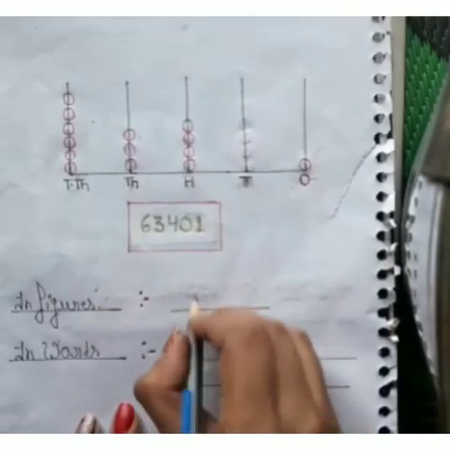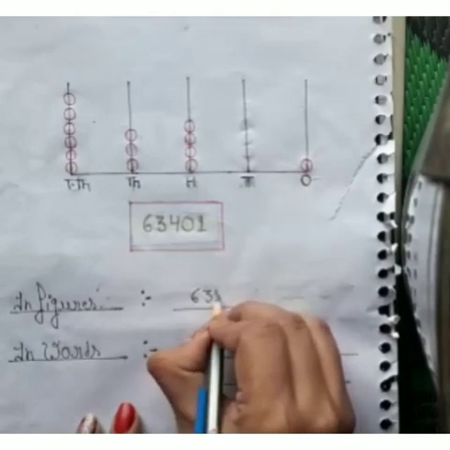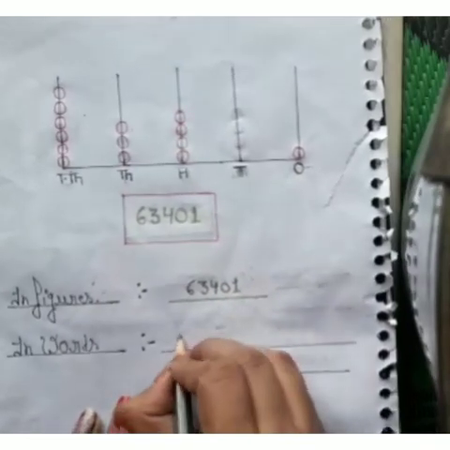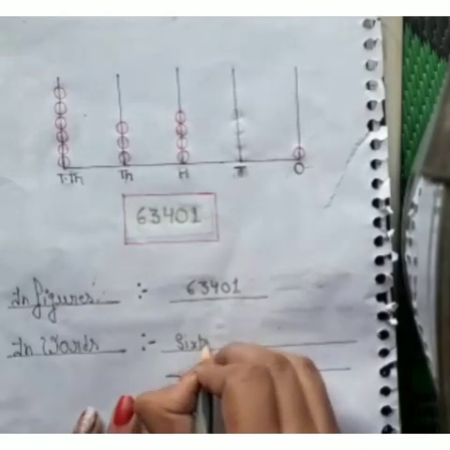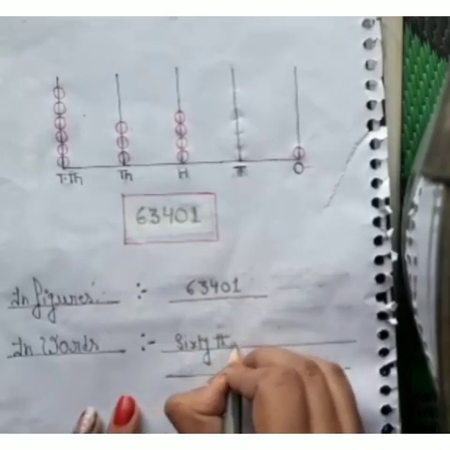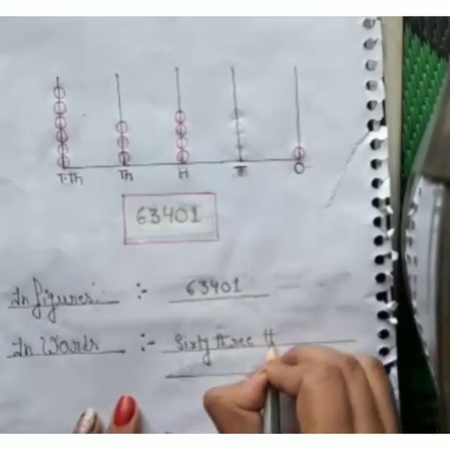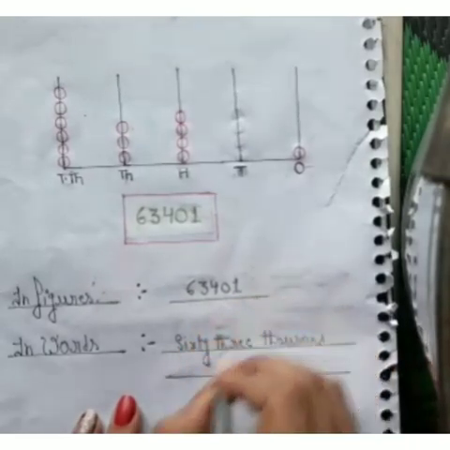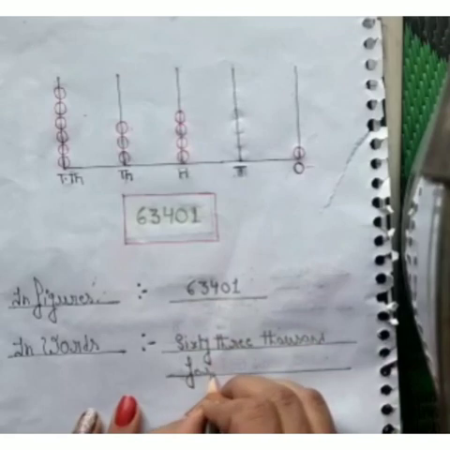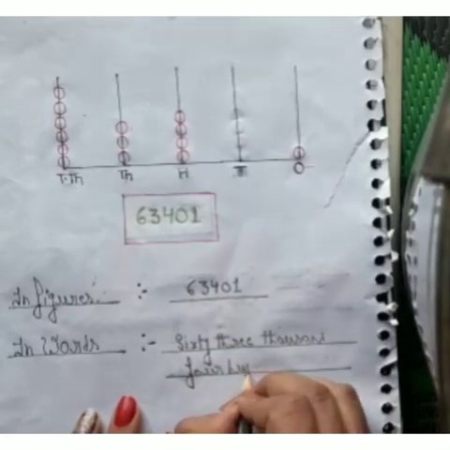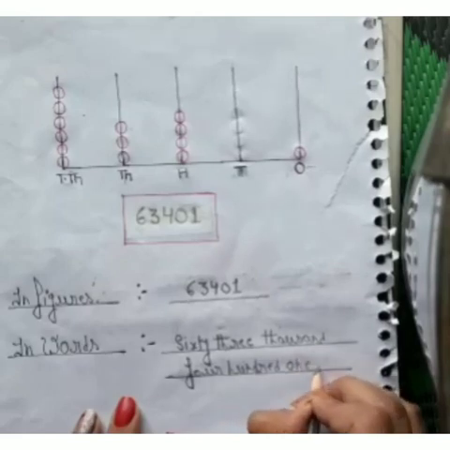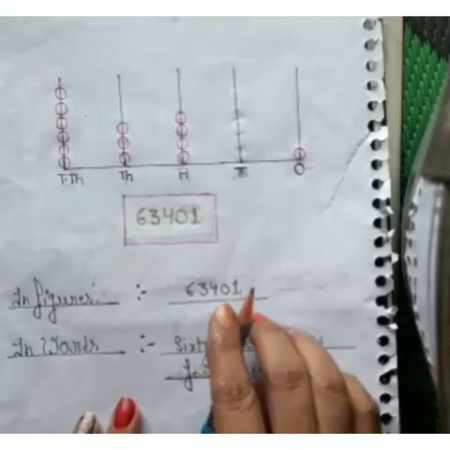In figures it is written as 63401 and in words as 63,401. So this is the concept of abacus.